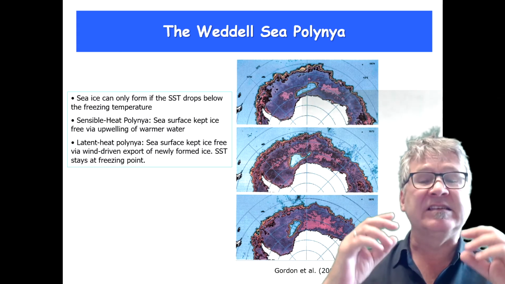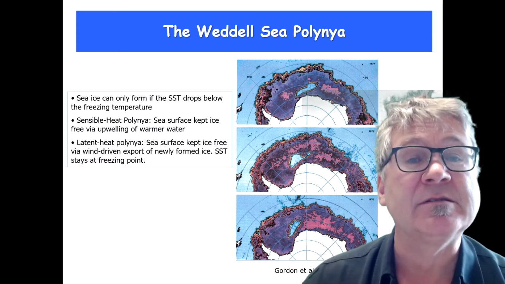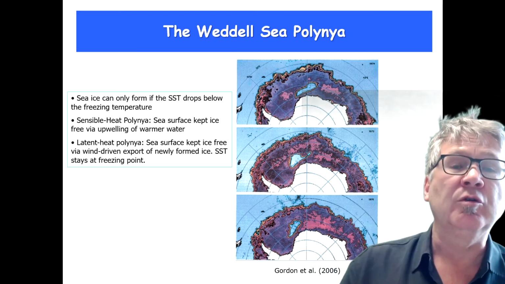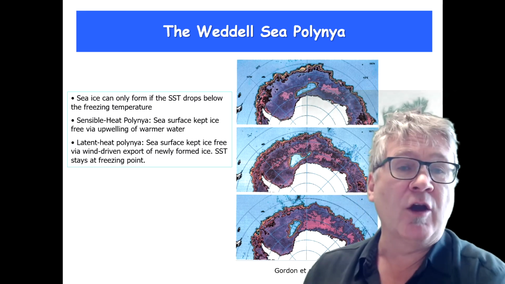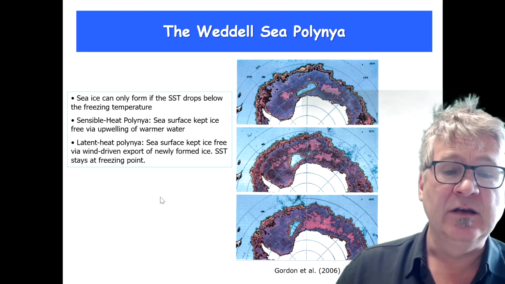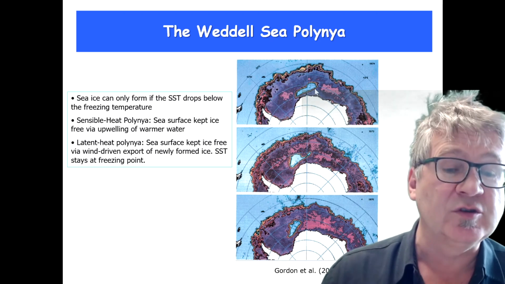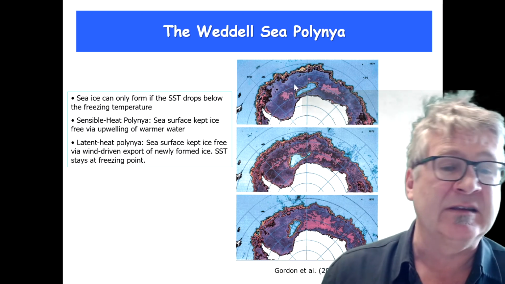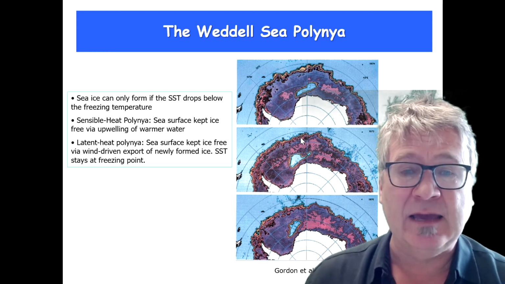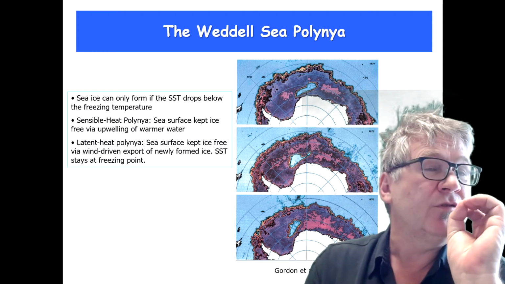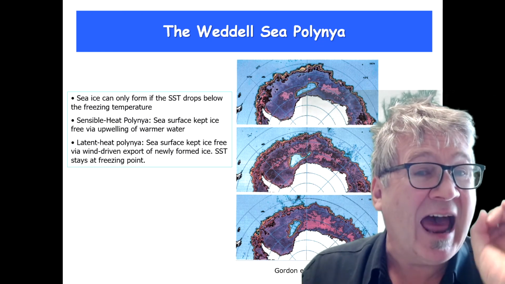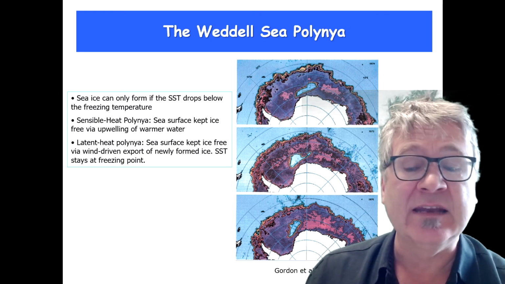Another form of a polynya is a latent heat polynya, and what keeps it ice-free are winds which blow newly formed ice away from a boundary, like a coast. Here you can see the Weddell Sea polynya from satellite observations. You can see that it's also a dynamic feature. It's roughly in the same location, but it moves a little bit, it's not exactly in the same location. Now I want to show you some ocean observations under and around the polynya on the next slide.